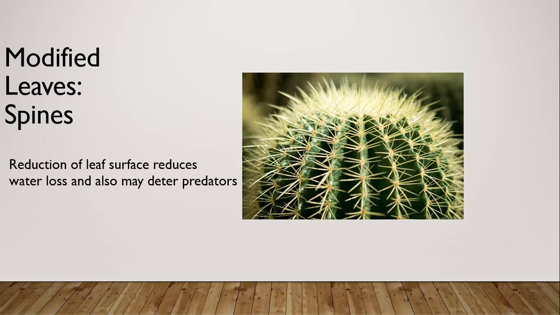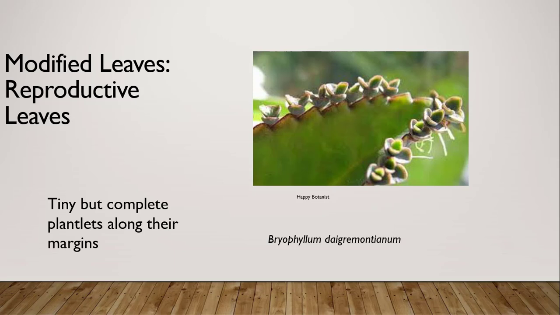Other modified leaves can be spines, and so this helps with reducing water loss, but it also may deter predators. And then you also can have these modified leaves that are reproductive leaves. They're tiny but complete little plantlets growing along the margins of this plant.